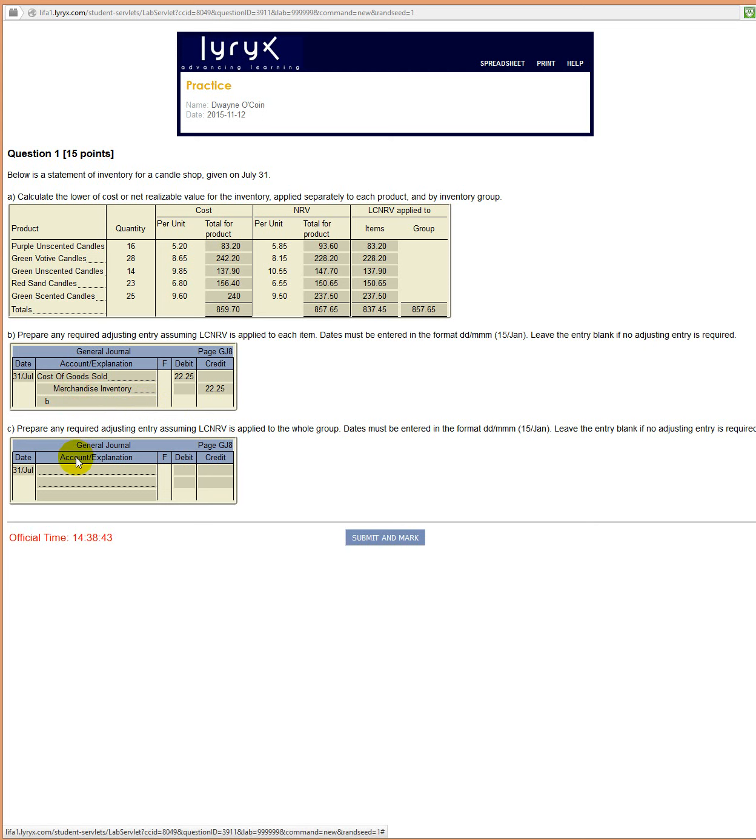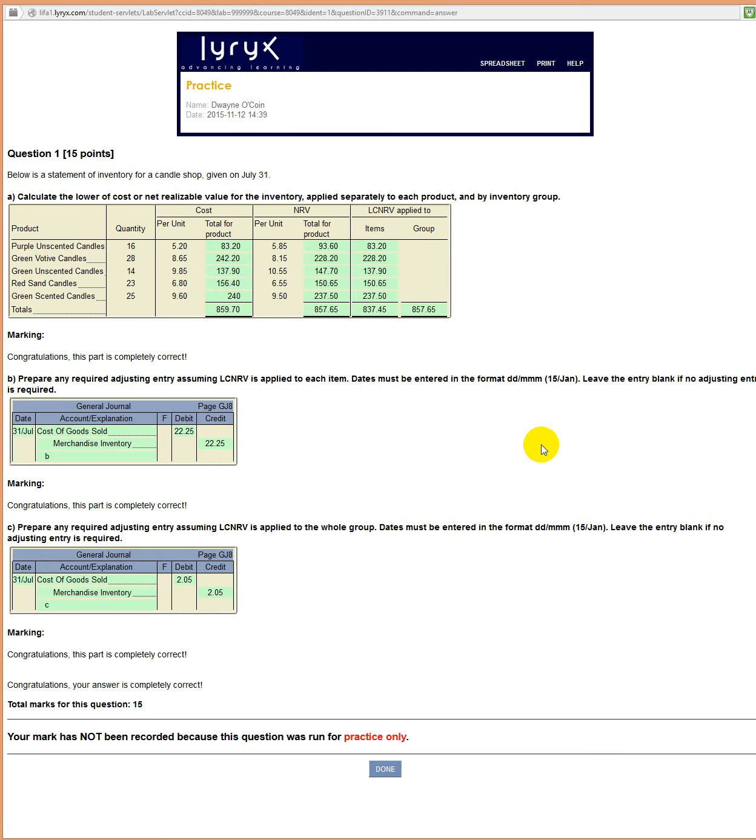Okay, then the third part of the lab is to prepare the required adjusting entry assuming that the LCNRV, lower of cost or net realizable value, is applied to the whole group, which is this 857.65, which is indeed lower than the cost. So we're going to have to reduce the inventory value from 859.70 down to 857.65. Not much of an adjustment required there. And that would be transaction C. So let's see what it looks like out of all of that work. It agrees. We're done.